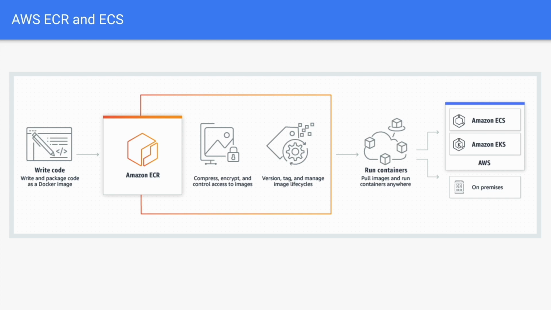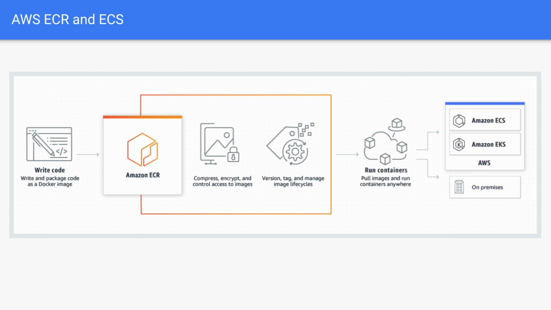Number 2, Amazon ECR. Here we're publishing our image to Amazon ECR. ECR stands for Elastic Container Registry. Like I said before, this is just AWS's version of a container registry. There's also GitHub Container Registry or the Docker Registry. It's just a place to host your Docker images. What Amazon ECR handles is compressing, encrypting, and controlling access to our images once they're in the registry. It also handles versioning, tagging, and image life cycles. Most registries do some form of this, so whichever registry you choose is pretty much going to be able to handle what you're looking for.